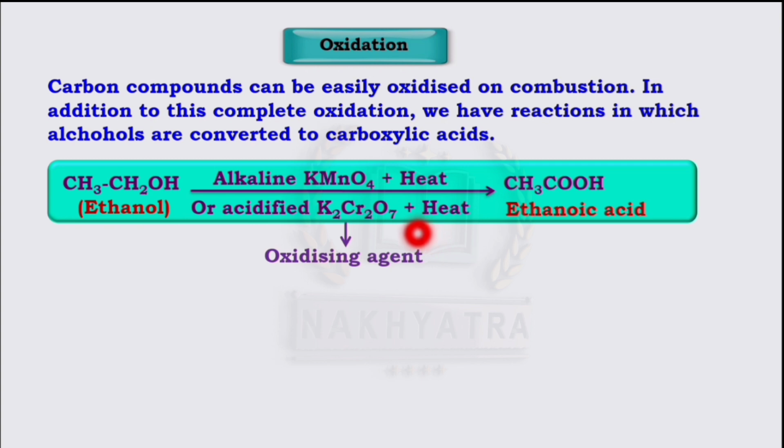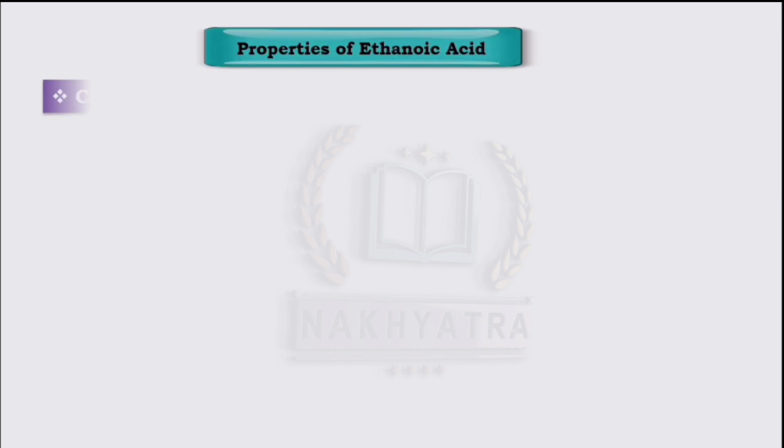So it is an oxidation reaction because in ethanol there are 6 hydrogen atoms, but after conversion to ethanoic acid there are only 4 hydrogen atoms. Since oxidation involves removal of hydrogen atoms, it is an oxidation reaction. All of you clear? Okay, next we will see the properties of ethanoic acid.